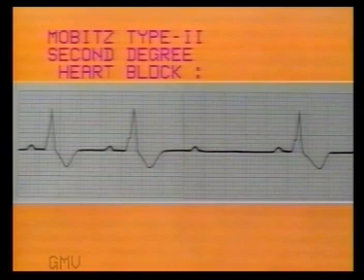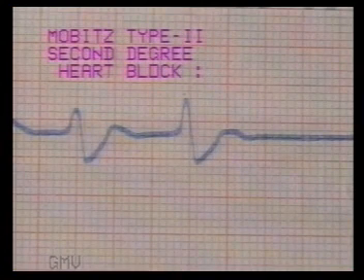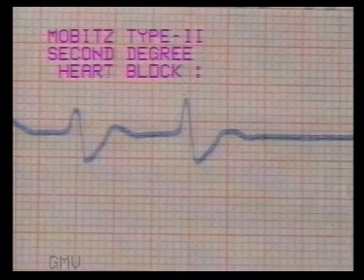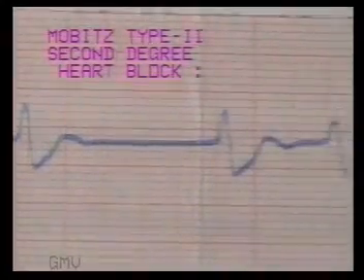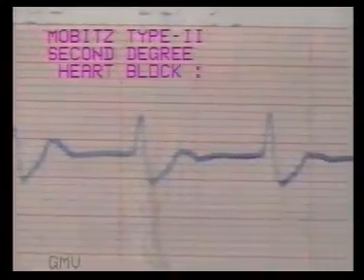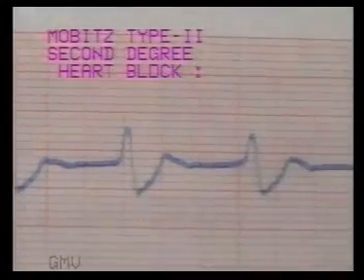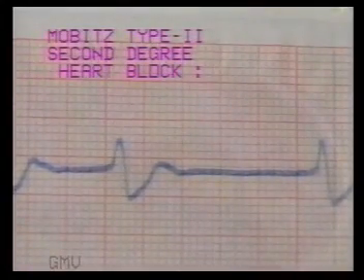Now measure the PR intervals, especially before and after a pause. They are normal. Second degree AV block with normal PR intervals and wide QRS complexes is termed as Mobitz type 2 block. Here the block is below the AV node in the bundle branches. Hence the QRS complexes are wide. And since the AV node is normal, PR intervals are also constant. Only intermittently a few beats are dropped. This is Mobitz type 2 AV block.